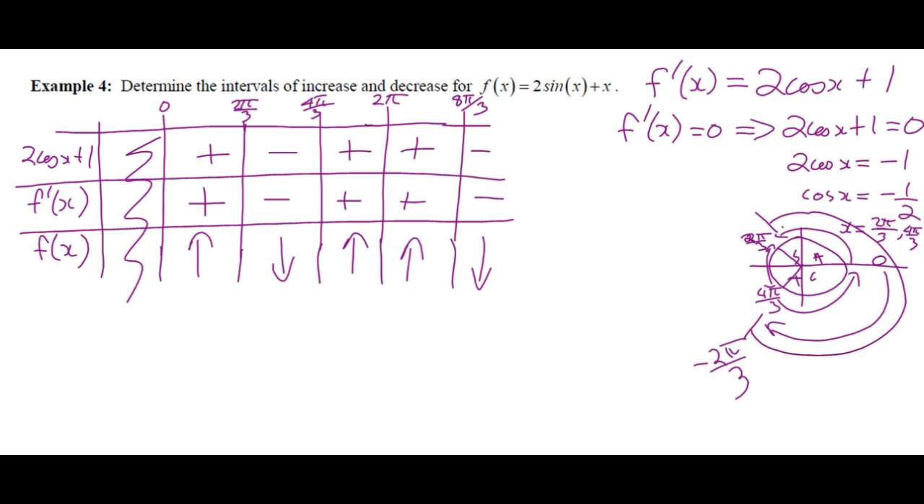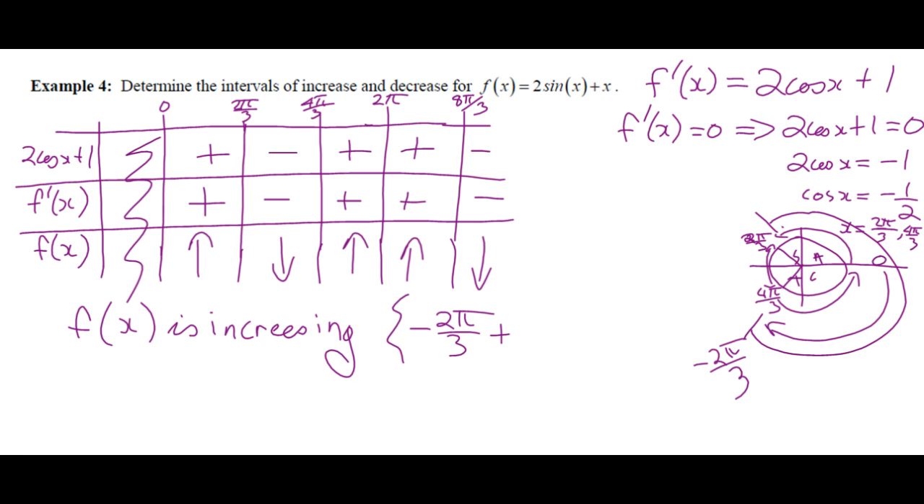It's just a coterminal angle. So we say, hey, if you're going from negative 2 pi over 3 to positive 2 pi over 3, you're going to be positive. Okay? So f of x is increasing in the interval from negative 2 pi over 3 plus 2n pi, right, anything that's coterminal with that, to positive 2 pi over 3 plus 2n pi.